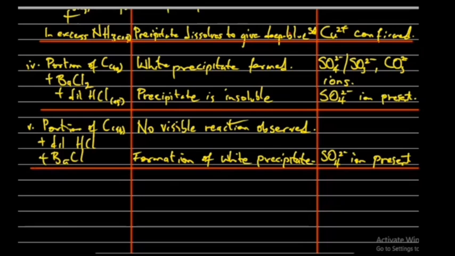And then the next test we did was Fehling's test. We carried out Fehling's test. A portion of C plus Fehling's solution, Fehling's solution A and B.